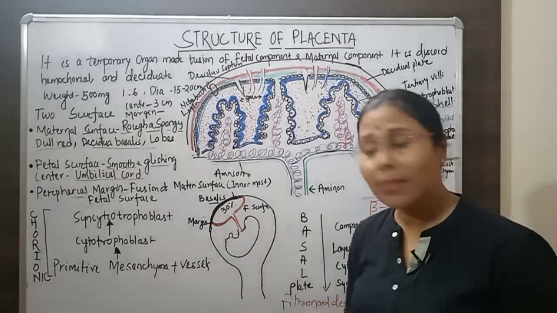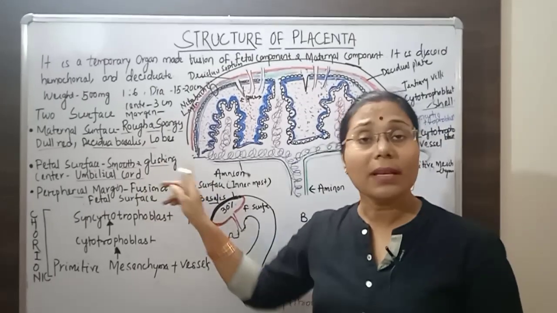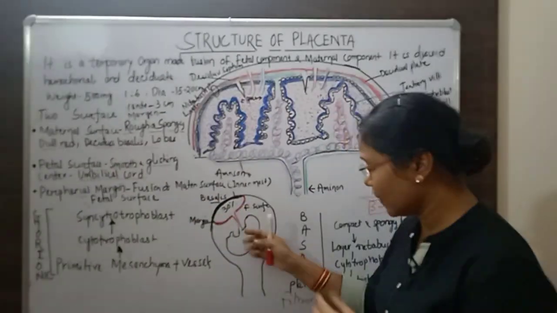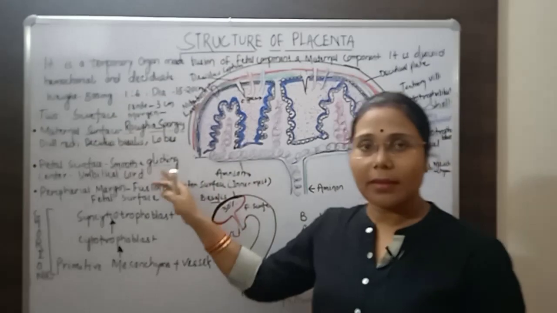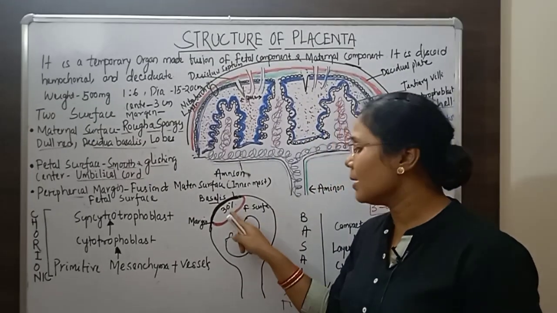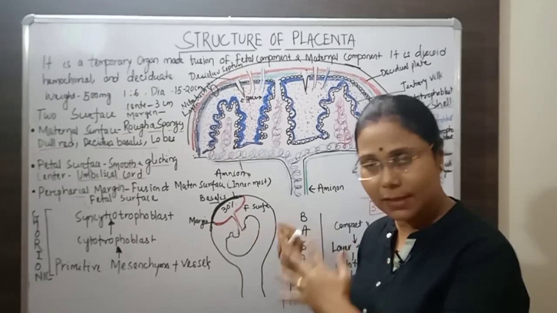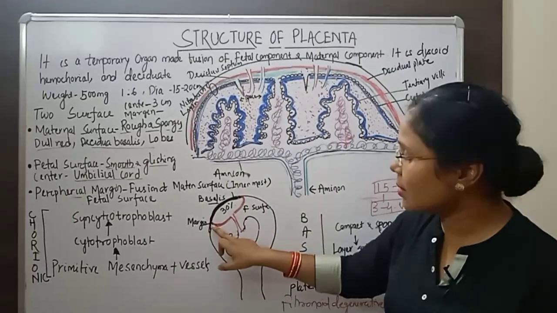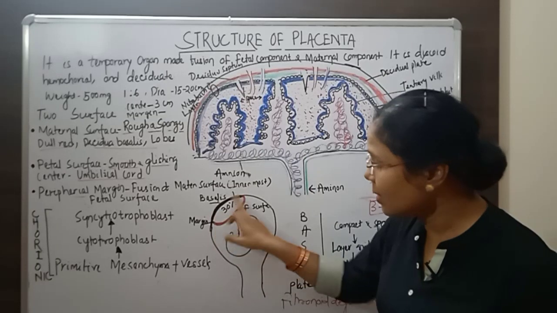Next, the fetal surface is smooth and glistening, facing towards the fetus, and at the center there is the insertion of the umbilical cord that attaches the placenta with the fetus, and this is the margin or the periphery of the placenta.